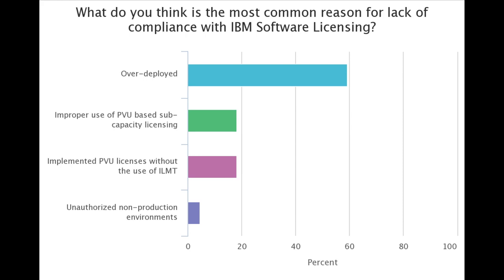Carson, was there actually a correct answer here? Yeah, the correct answer was improper use of PVU-based subcapacity licensing. There you go. So the 18% who said improper use of subcapacity licensing were correct.